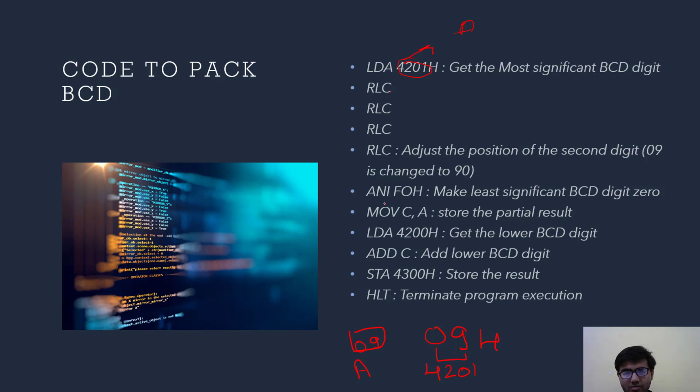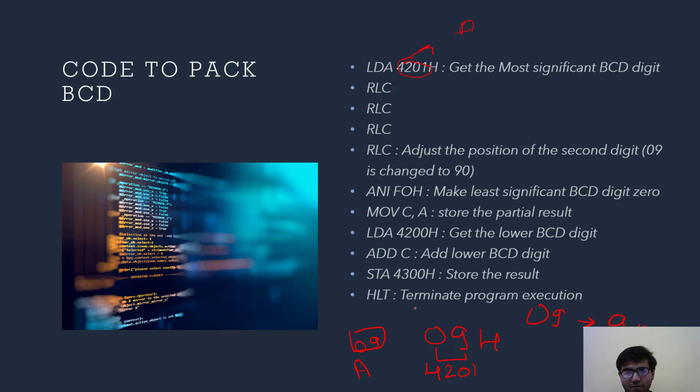What RLC is doing is a left shift. RLC means left shift by one bit. So we are left shifting, and 09 would be converted into 90.